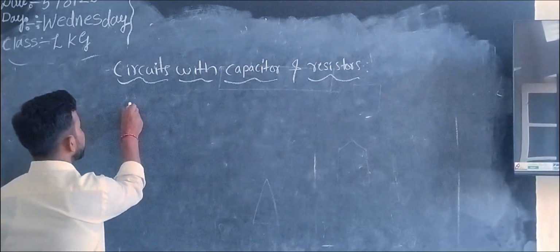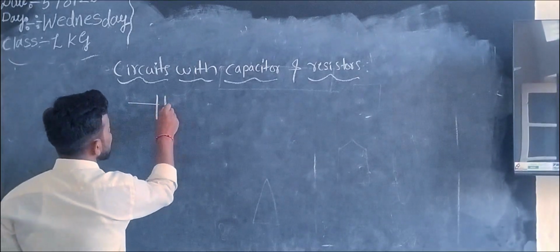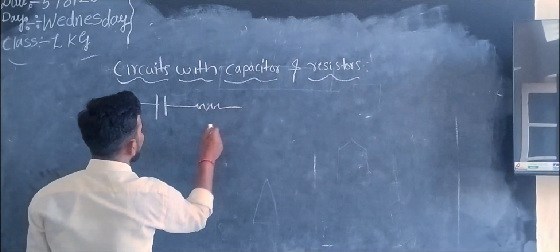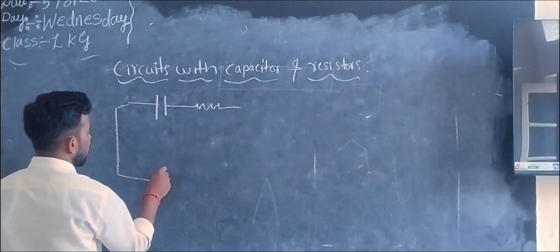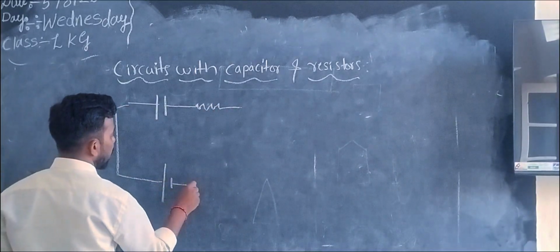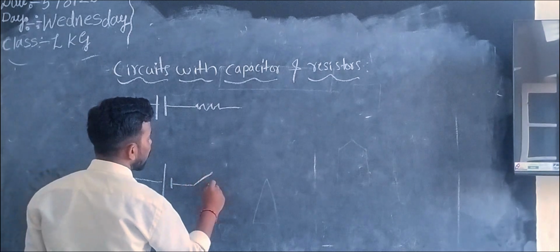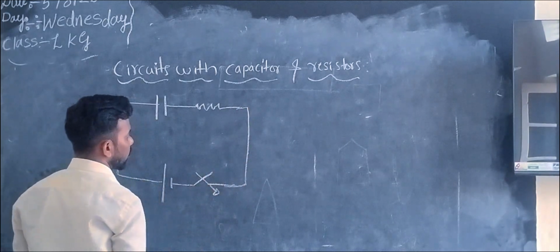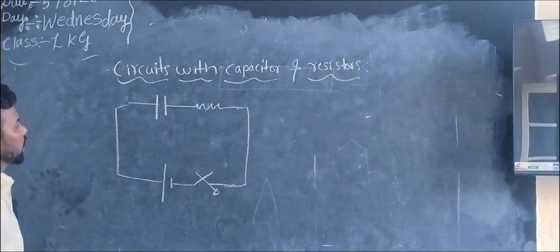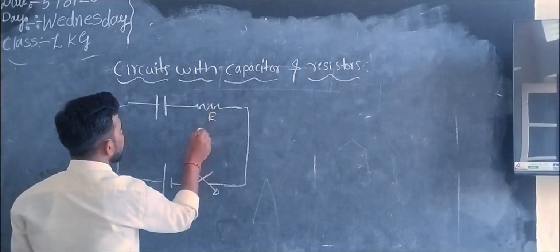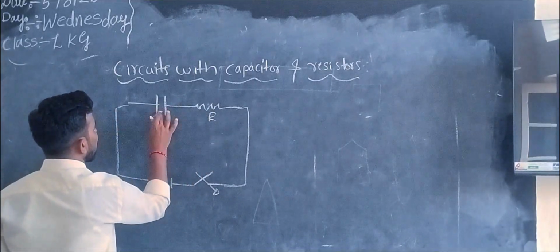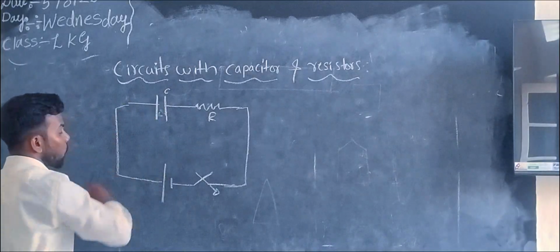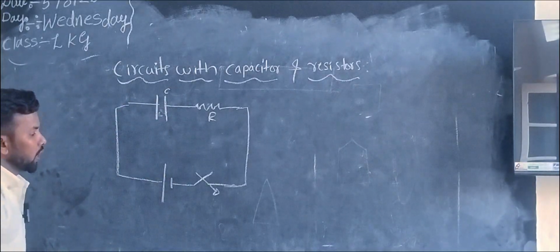Let us take a capacitor and a resistor connected with a battery. The switch is closed. This is the resistor, this is the capacitor. See, capacitor. Now we will discuss two cases.